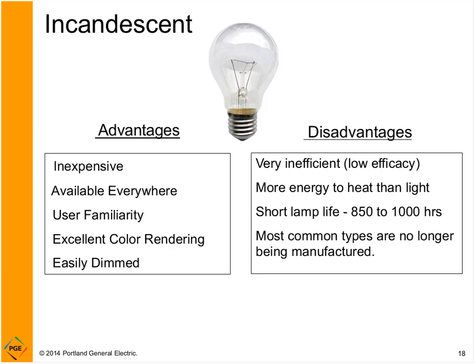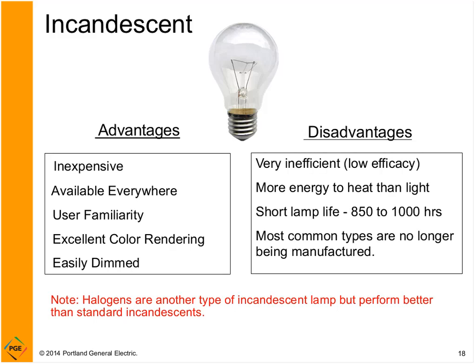But they also have a lot of disadvantages. The efficacy is low. That's because more energy goes to heat than light. The lamp life is short, and I'm not sure if this is really a disadvantage, but a lot of the common types are no longer going to be manufactured. And other legislation covers directional incandescent lamps and also fluorescent lamps and ballasts. So it's not the common light bulb that's affected. And keep in mind in the future discussions here that halogen is another type of incandescent.